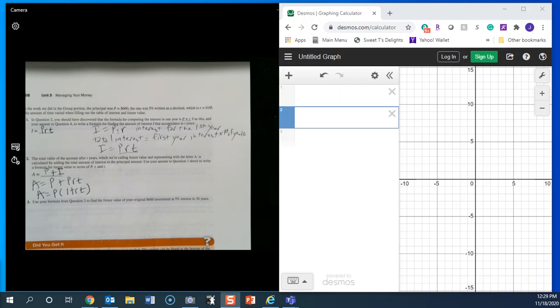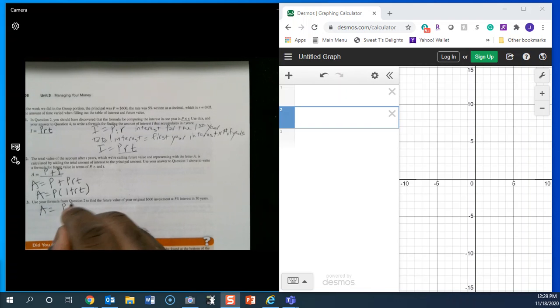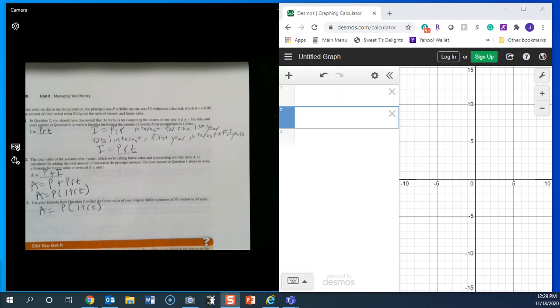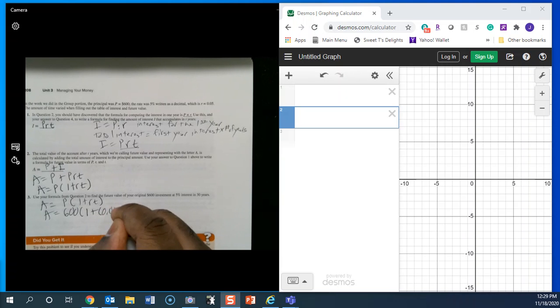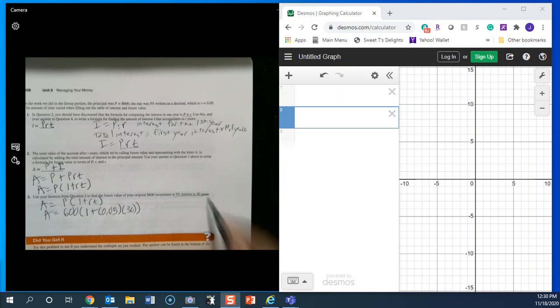Okay, number 3. It says use your formula from question 2 to find the future value of your original $600 investment at 5% interest in 30 years. So we have A is equal to the principal times 1 plus RT. Then we substitute. So the principal is 600. We don't have to write the dollar sign until the end of the problem. So we have 600 times 1 plus, the rate is 0.05, and the time is 30 years, because they said 5% in 30 years.